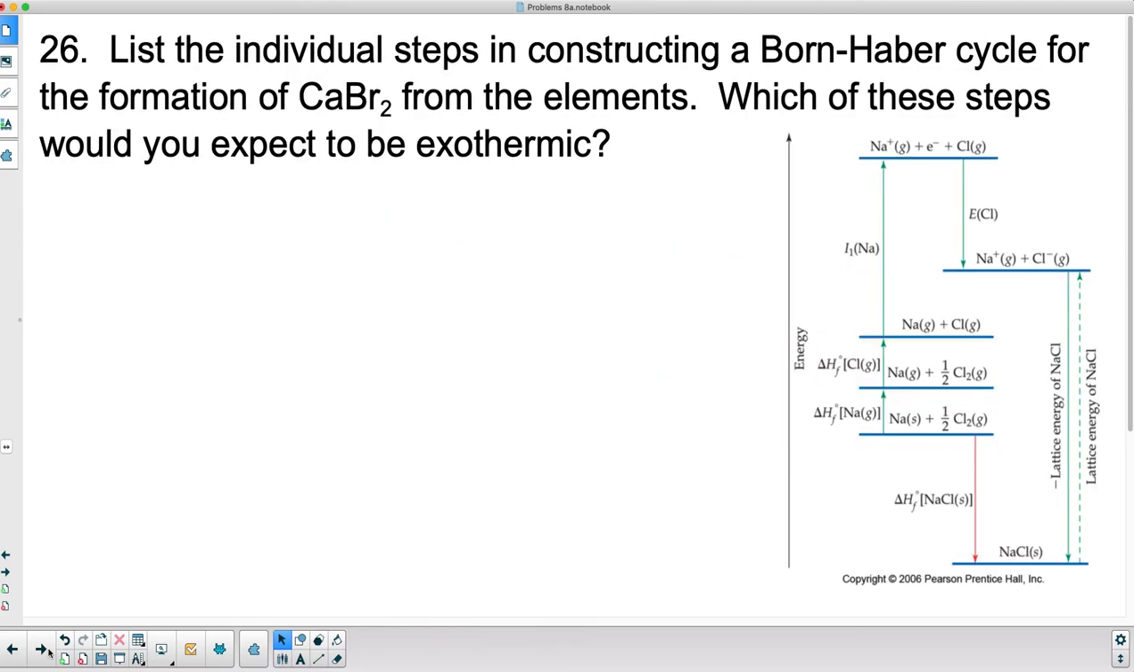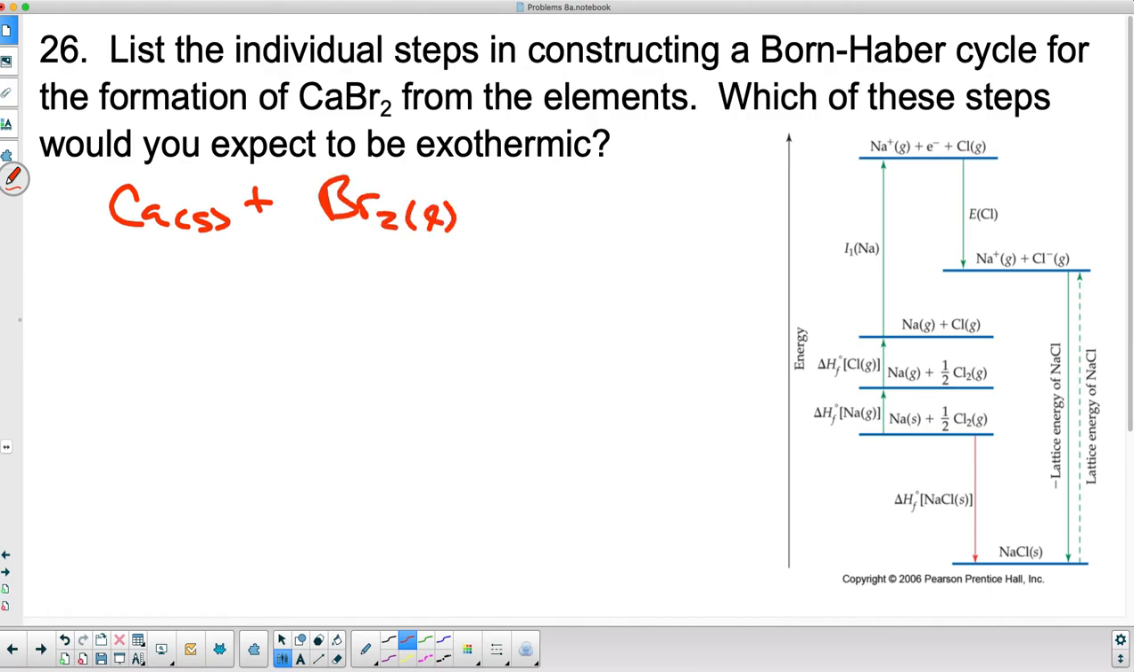Moving on, list the individual steps of constructing a Born-Haber cycle. If we're starting with the formation of CaBr, I'm going to follow the same steps that we did for Na plus Cl. So I'm going to start off with calcium as a solid, because calcium is a solid at room temperature in its natural state, and bromine is Br2 like this, and it's a liquid in its natural state. So my first step is to change both that to a gas and this to a gas. So I do that like this.